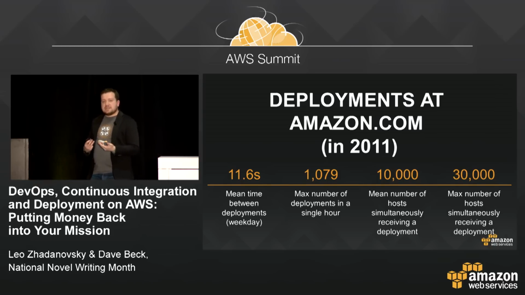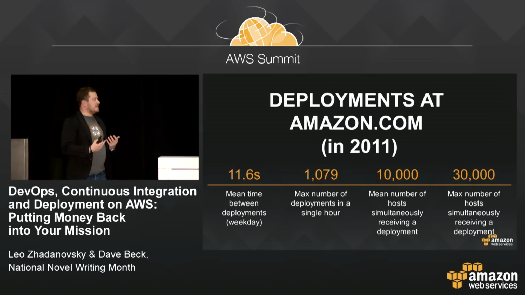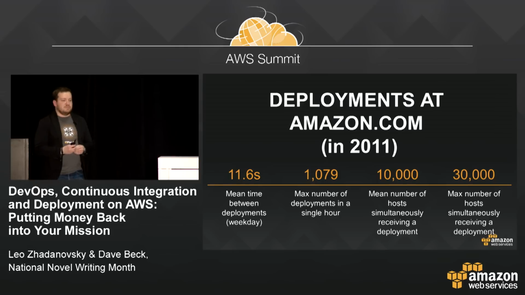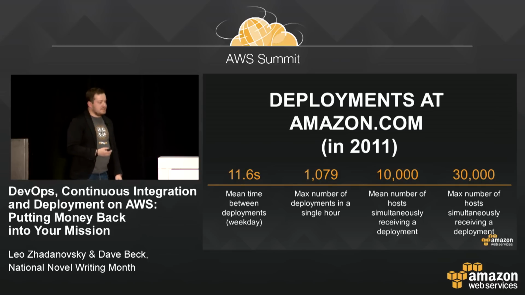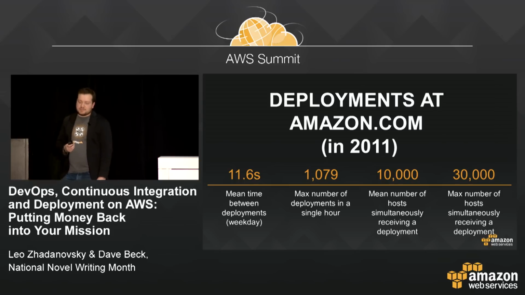These are some stats from 2011. In 2011, there was about an 11.6-second mean time between deployments on a weekday. There's a maximum number of about 1,000 deployments in any single hour, and about an average of 10,000 hosts receiving a deployment at any given time, and a maximum of 30,000 hosts receiving a deployment at any given time. We just released new stats actually recently. Last year, we did 50 million deployments in 2014. That means one deployment every 1.5 seconds.